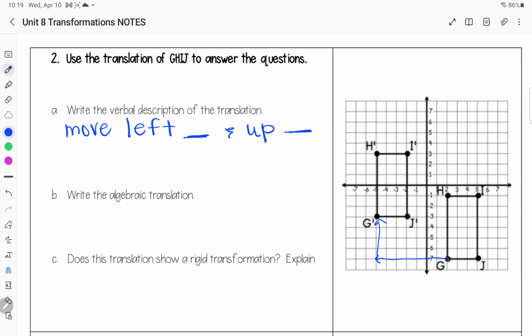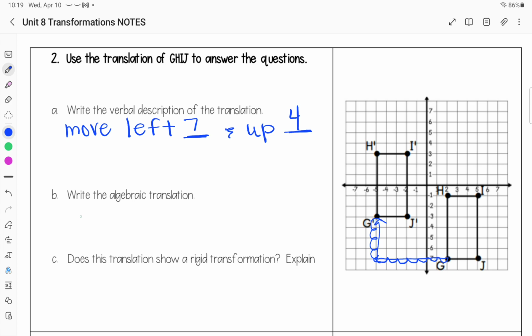So I'm going to count, and some of you guys won't count. You'll say I started at 2, I ended at negative 5. If you want to do it that way, have at it. So I'm going to count, 1, 2, 3, 4, 5, 6, 7. So I moved 7 units to the left. Then I'm going to count up, 1, 2, 3, 4. 4 units up. So verbally, we would say, okay, take each point, move it 7 units left and 4 units up, or move left 7 and up 4. Either one of those is great.